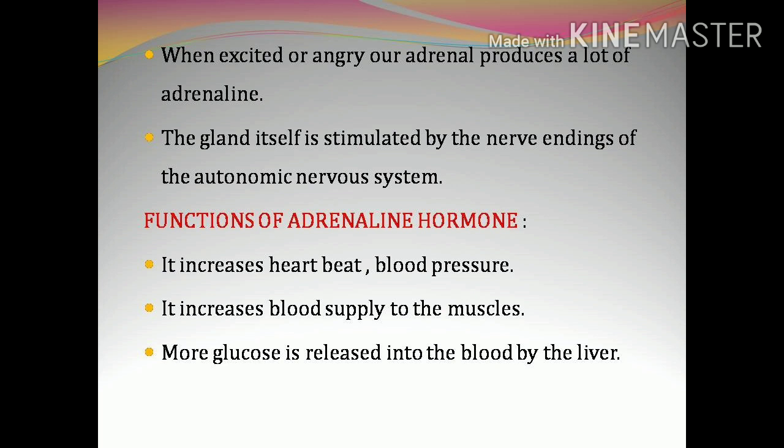When we are excited or when we are angry, the adrenal gland produces a lot of adrenaline hormone. In that condition, adrenaline hormone is produced in large quantity. And this gland is stimulated by the nerve, one part of the nervous system called the autonomic nervous system. This adrenaline hormone works along with the autonomic nervous system.